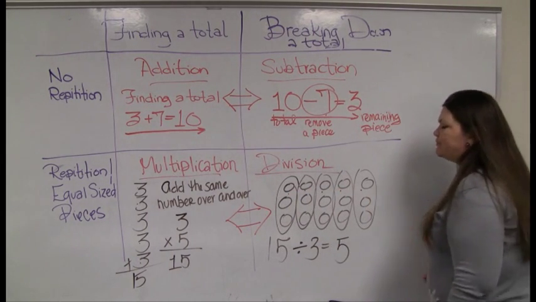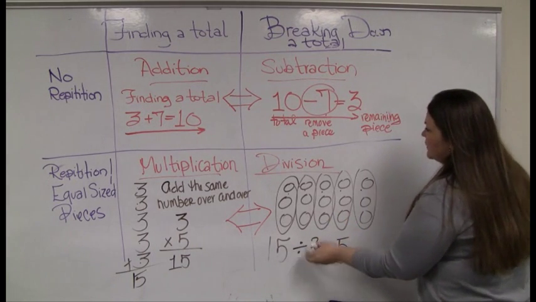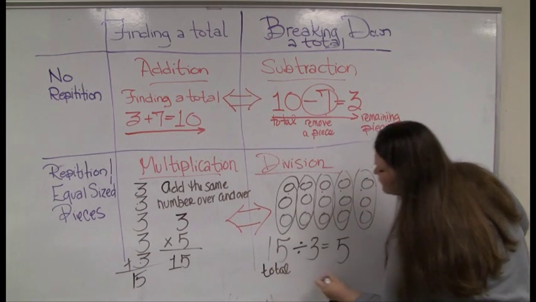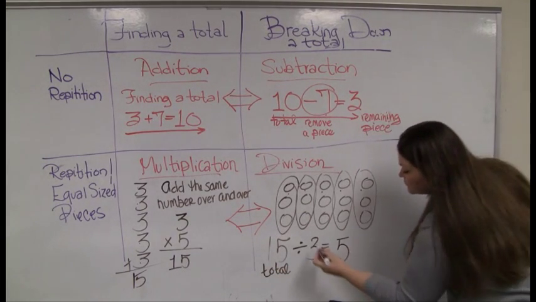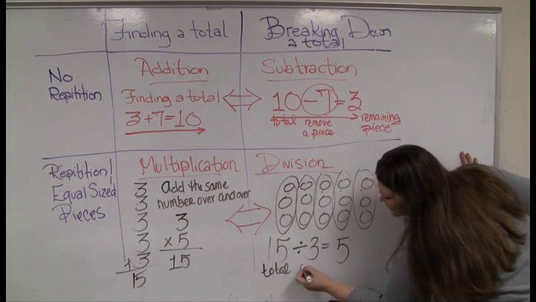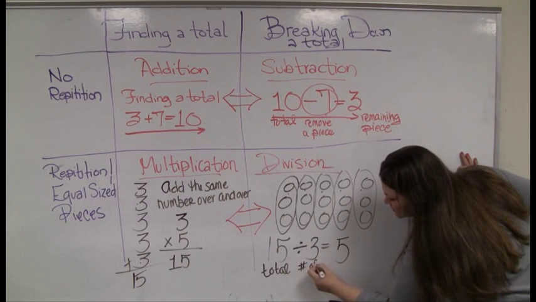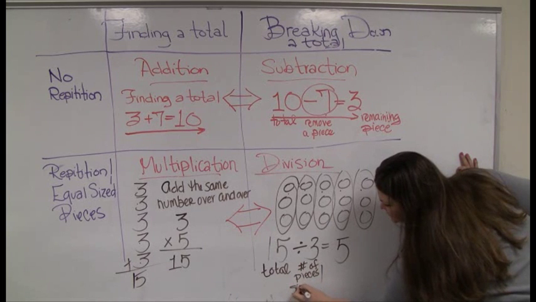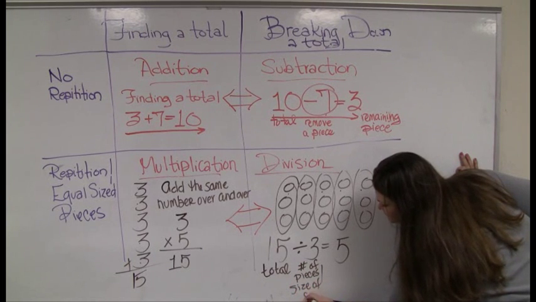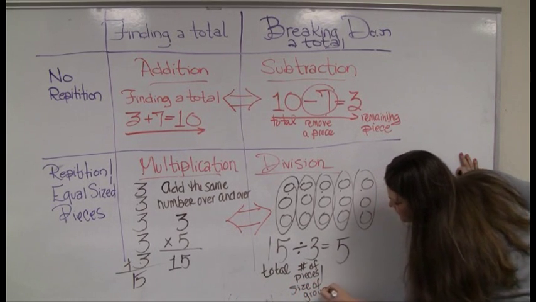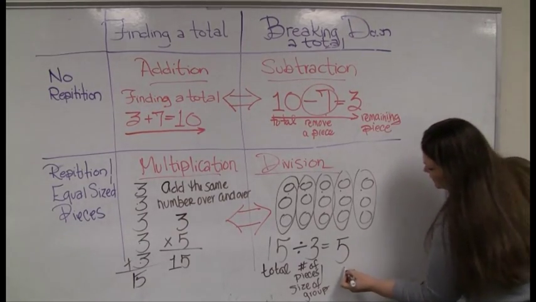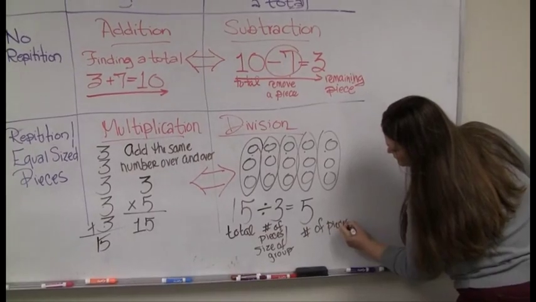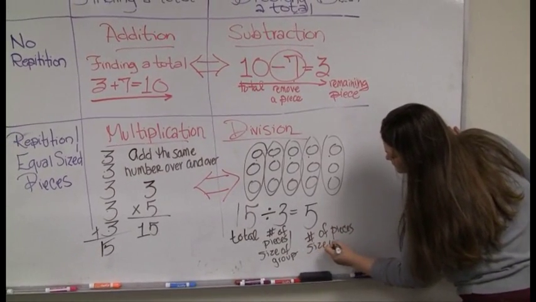Okay? And so, again, similarly, in division, like subtraction, you must start with the total that you have, and then you break it in by either the number of pieces or the size of group to get the remaining number. And again, it could be number of pieces or size of group.